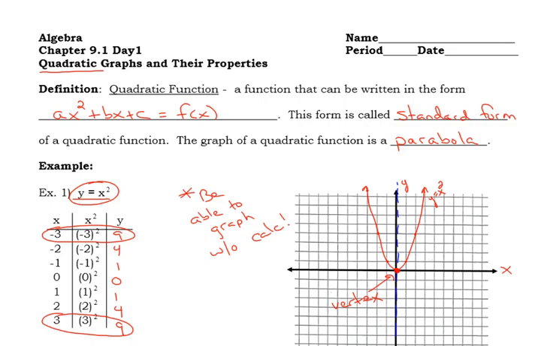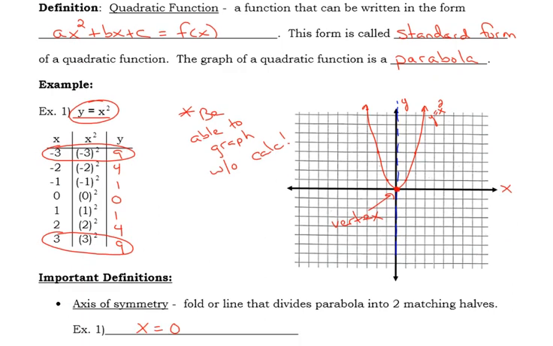Now, if you go back to your parabola again and look at it, when x is negative 3, y is positive 9. And if you notice, when x is positive 3, y is also 9. So those are symmetric points because they are opposite of each other over the line of symmetry.